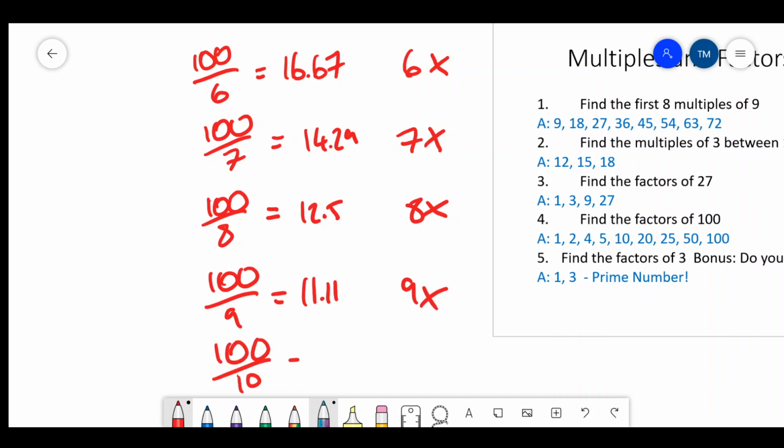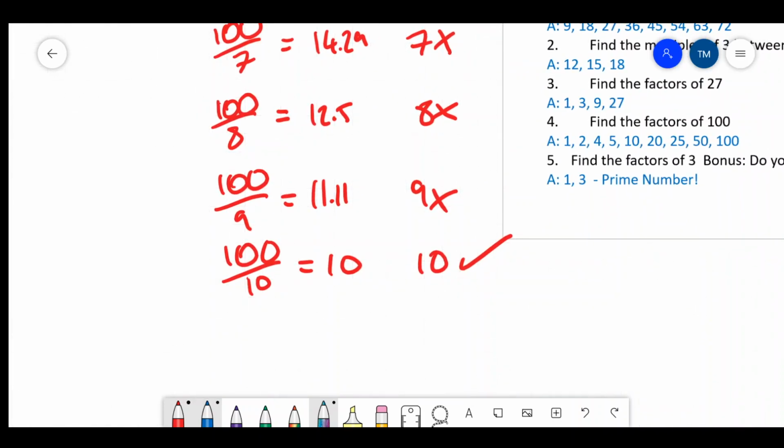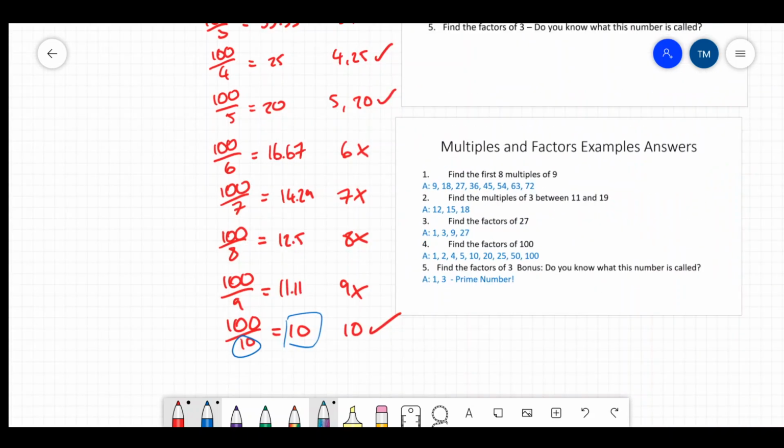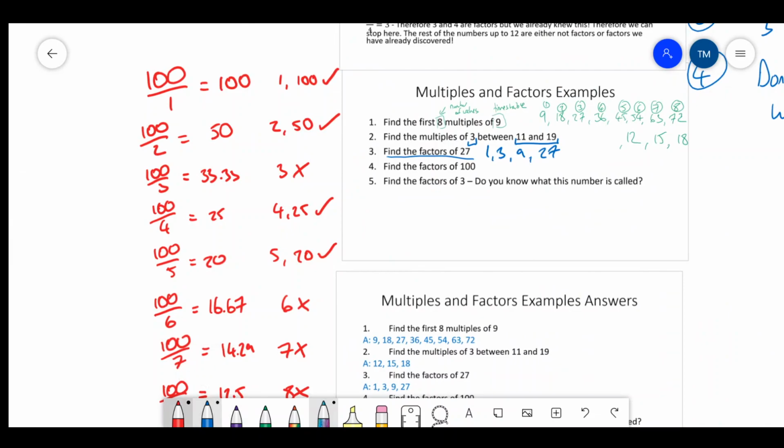And 100 divided by 10 is equal to 10, so 10 is a factor. And we can stop here because we've got a value which is 10 and our result is 10. So this is essentially the same as a repeated value as well. So we can stop completely now because we have a repeated factor. So we found all our factors for 100, so now it's time just to gather them together and put them as our answer. So we have 1, 2, 4, 5, 10, 20, 25, 50, and 100.